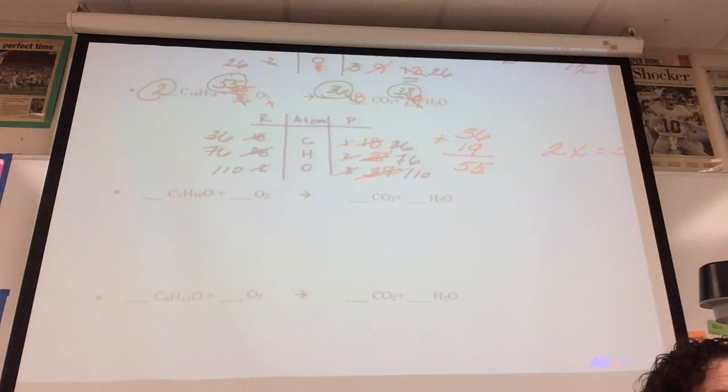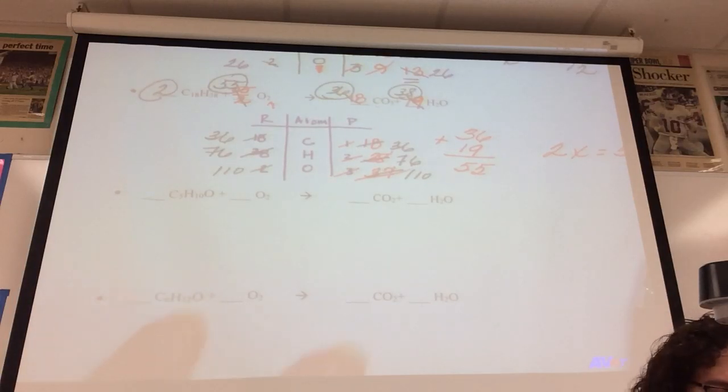This is a little off topic, but what's the point of doing this? To balance equations, where this is, it's a good question, it's not off topic. Where this is leading to is in the next chapter that we cover on stoichiometry.